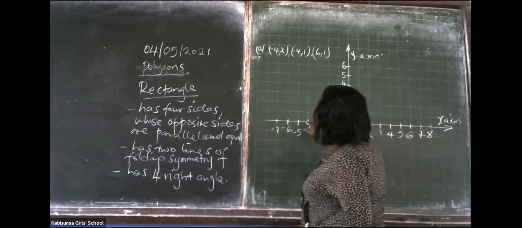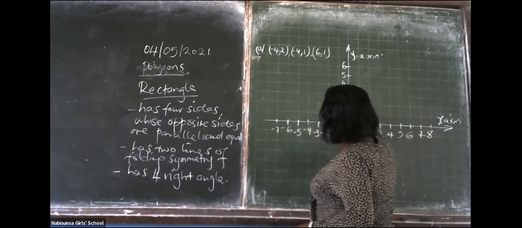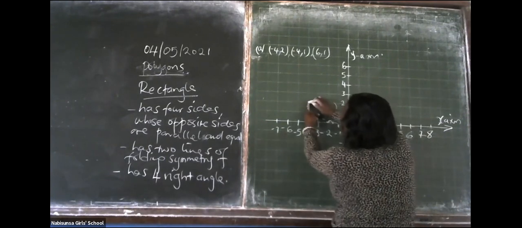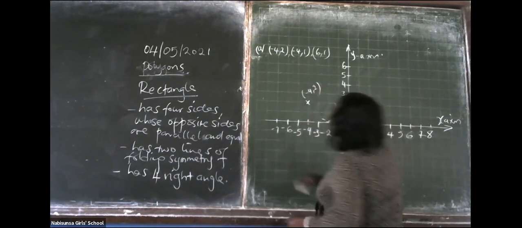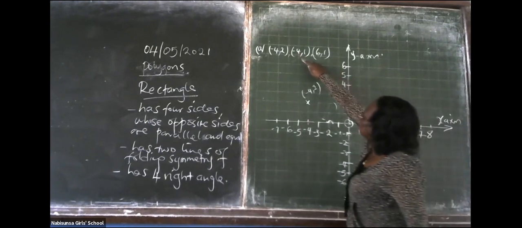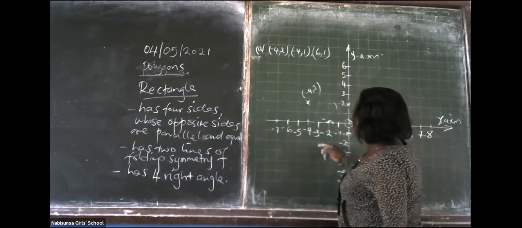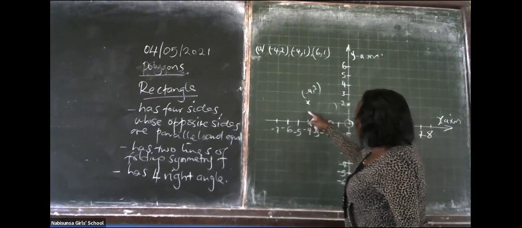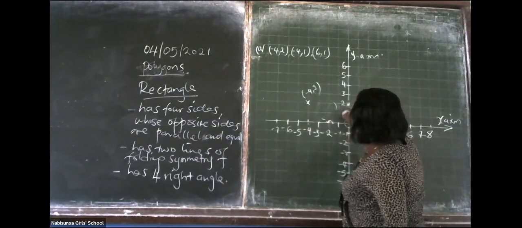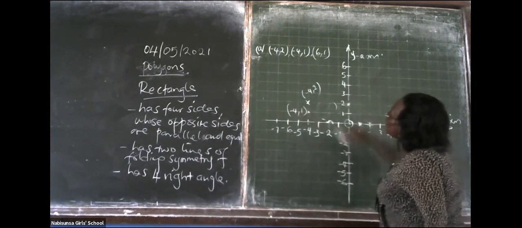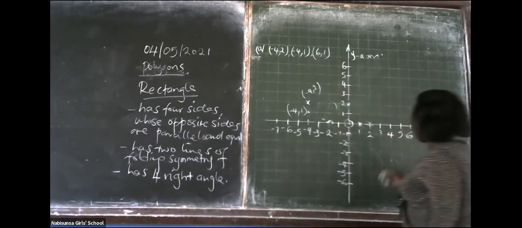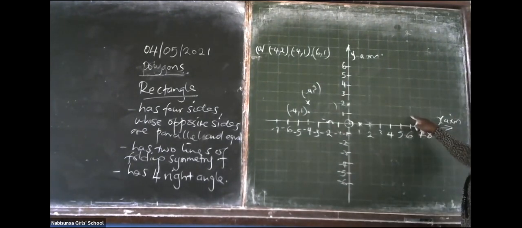-4 on the x-axis and 2 on the y-axis. So the point is -4, 2. Then we have -4, 1: -4 on the x-axis, 1 on the y-axis. So the point is -4, 1. And the other corner point is 6, 1: 6 on the x-axis, 1 on the y-axis.